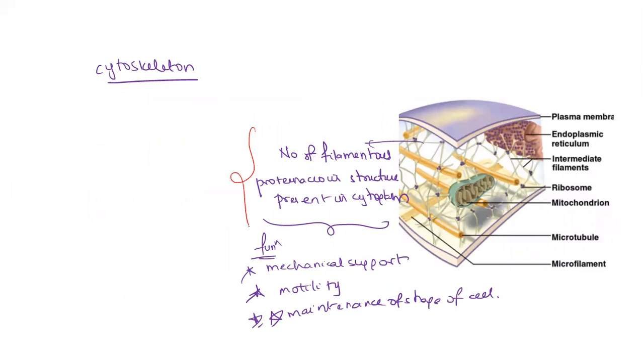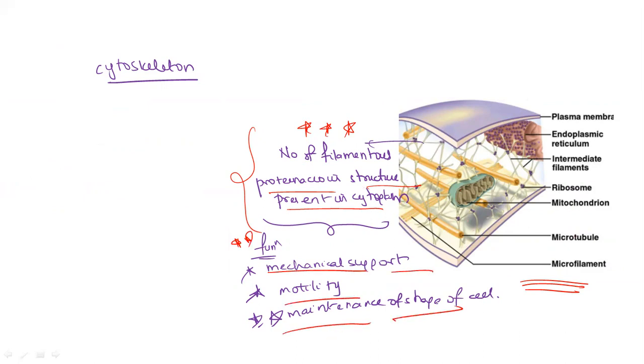Cytoskeleton is nothing but the number of filamentous proteinaceous structures that can be seen in the cytoplasm. That is, it is nothing but these microfilaments, which are like this, and microtubules. We'll be talking about it in detail, but remember, number of filamentous proteinaceous structures that are present in cytoplasm is nothing but cytoskeleton, and the main function is it helps in mechanical support, motility, and maintenance of shape of the cell.